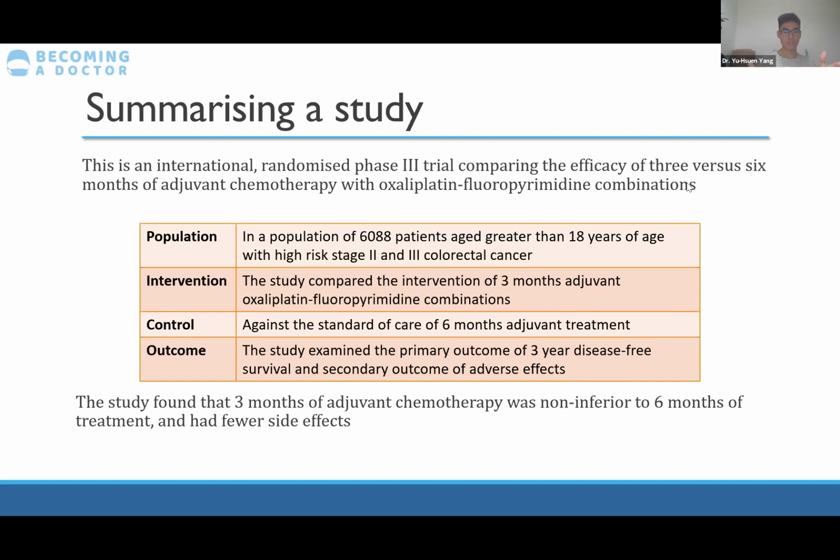So yeah, the way you would summarize a study, if, say, an interviewer says, please summarize the study for me, is you would state the title in your own words and then use the PICO structure to break it down. And then briefly summarize what the study found. So in my own words, I think the study found that 3 months of adjuvant chemotherapy was non-inferior to 6 months of treatment and also had fewer side effects. And when I say non-inferior, I mean non-inferior in terms of the primary outcome of 3-year disease-free survival. So I hope that helps. Any questions so far? Is that all okay?